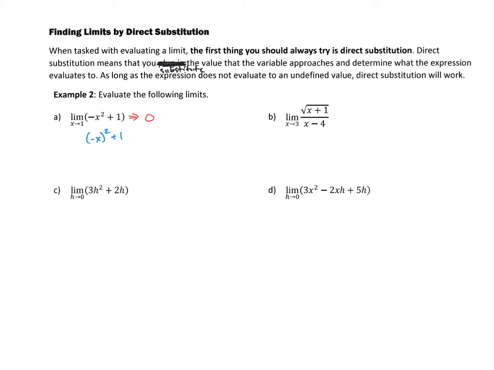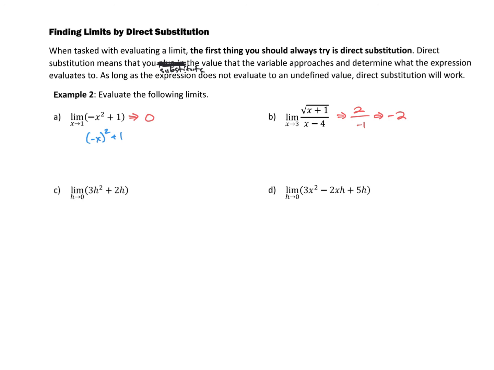Let's look at part B. Now I have the limit as x approaches 3 of this function. So I try to direct substitute. What do I get in my numerator? I get 2. What do I get in my denominator? Negative 1. So I end up with negative 2. Do I have a hole or anything going on in these? No, they all work out, so we don't even have to do much.